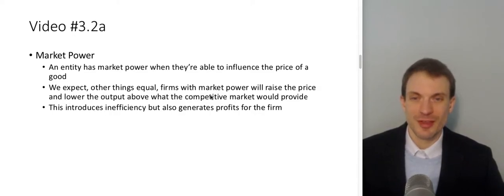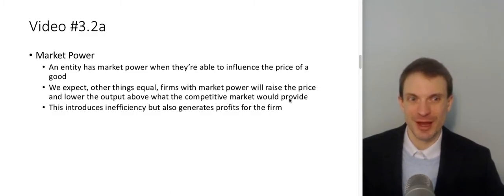We would expect, other things equal, firms with market power are going to raise the price and lower the output below what the competitive market would provide. That's true if you have a seller, like a monopoly. On the other hand, if you have a monopsony buyer, we'd expect they're going to drive the price down. Buyers like lower prices, sellers like high prices. And so if you have a monopoly seller, they're going to raise the price and generate profits. If you have a monopsony buyer, they're going to lower the price to generate savings for them.